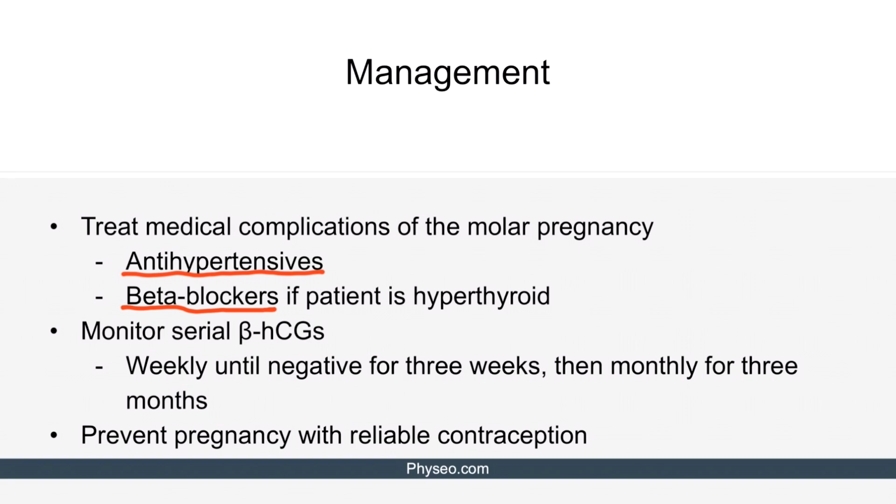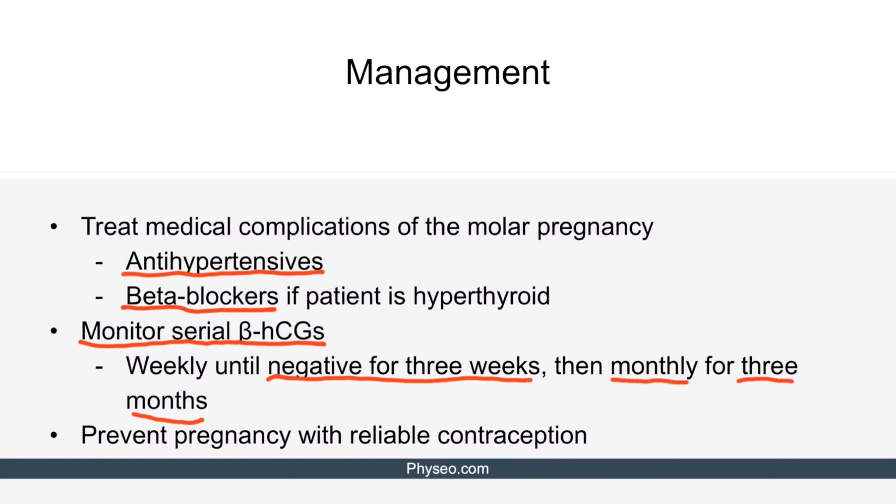After the molar pregnancy is removed, beta-HCG levels will need to be monitored to ensure that there is no remaining tissue and that the molar pregnancy does not transform into malignant gestational trophoblastic disease. A quantitative beta-HCG level needs to be drawn on a weekly basis until it's negative for 3 weeks in a row and then monthly for 3 months.